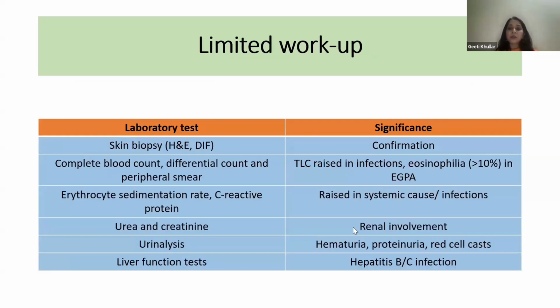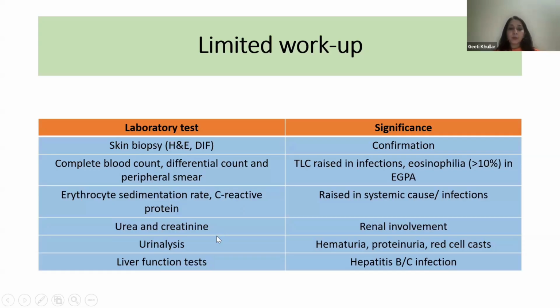So this is the limited workup that we will have to see for a patient who has vasculitis with a single episode and known etiology, a drug history or some history which the patient gives, and no systemic history or involvement. You just go for a biopsy and a DIF to confirm your diagnosis. You do a CBC, a differential count, and a peripheral smear. Maybe you get a raised TLC for infection-associated vasculitis, or an eosinophilia of more than 10% for Churg-Strauss. That will help you in your diagnosis. You get an ESR and CRP done.